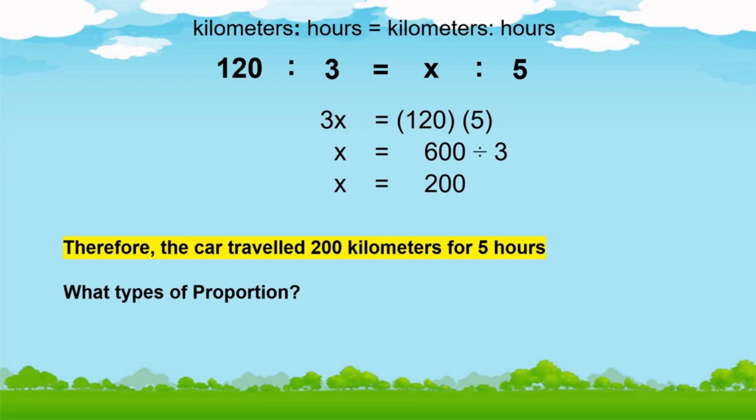So, what type of proportion? We have direct proportion. Why direct proportion? Because in direct proportion, as one term increases, the other term increases too at the same rate.